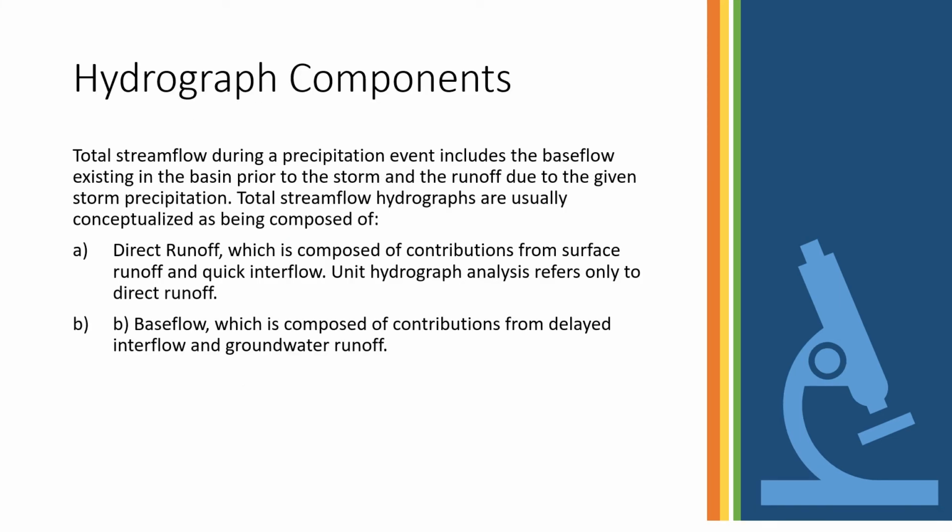Hydrograph components. Total stream flow during precipitation events includes the base flow existing in the basin prior to the storm and runoff due to the given storm precipitation. Total stream flow hydrographs are usually conceptualized as being composed of a direct runoff, which is composed of contributions from surface runoff and quick interflow. Unit hydrograph analysis refers to direct runoff. And base flow, which is composed of contributions from delayed interflow and groundwater runoff.